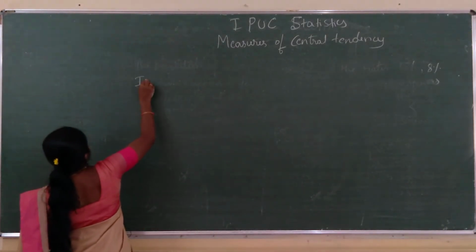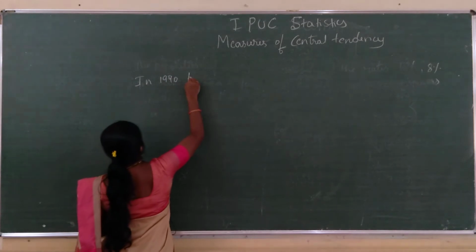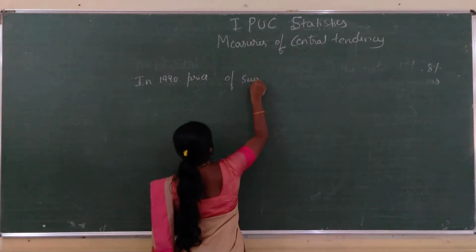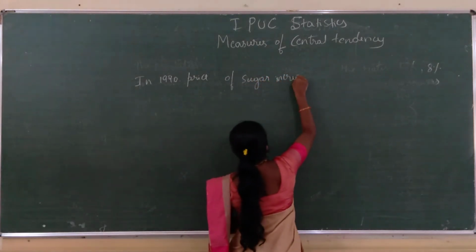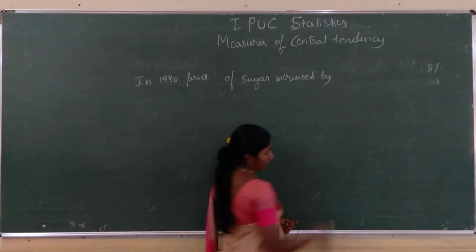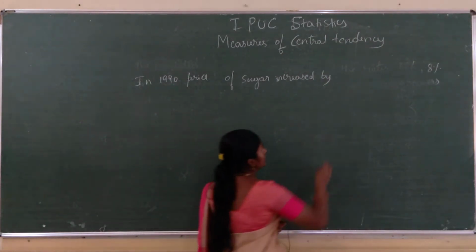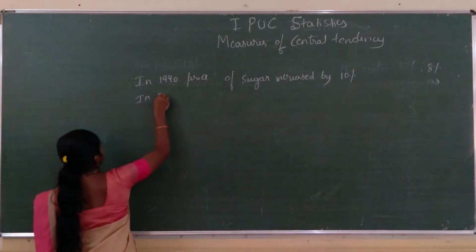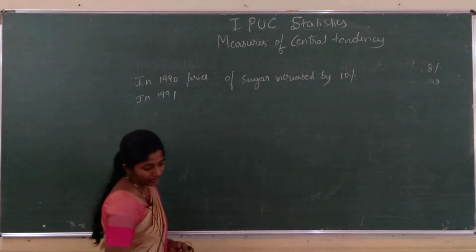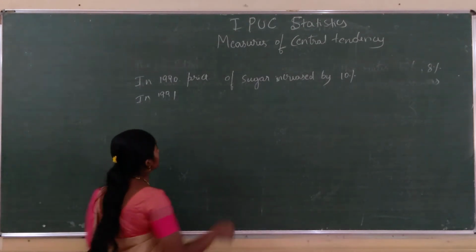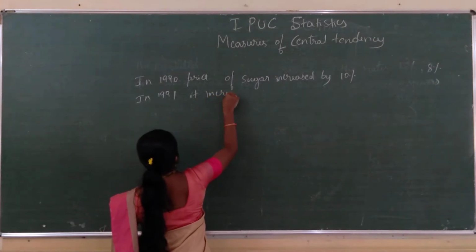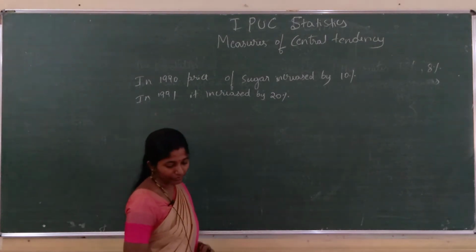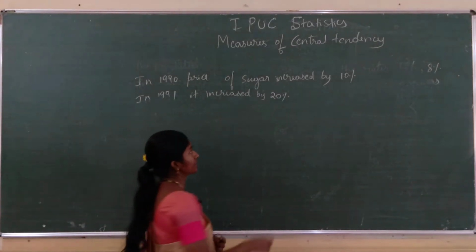In 1990, the price of sugar increased by 10 percentage. Then in 1991, that means in another year, it increased by 20 percentage. Here find the average increase in price.